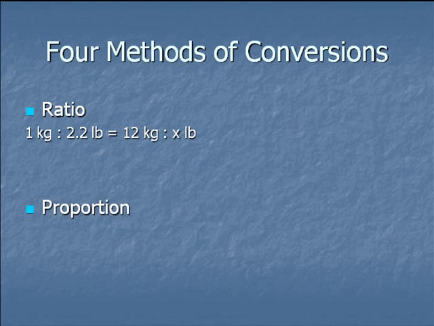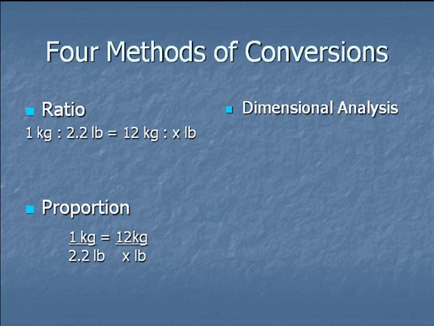With the proportion method, you will be using fractions. We can state that 1 kilogram is the same as 2.2 pounds by creating a fraction. We can place an equal sign and put our unknown on the right side. Notice again the order of the units. On both sides of the equal sign, kilograms is on top in the numerator, and pounds is on the bottom in the denominator.